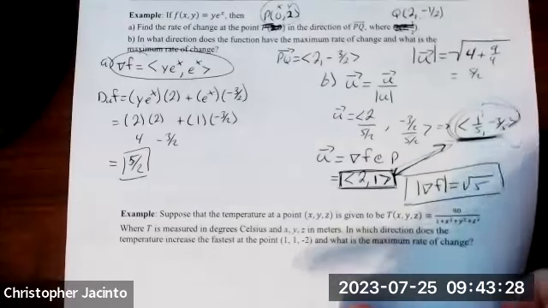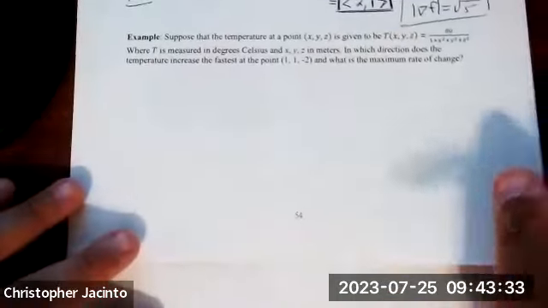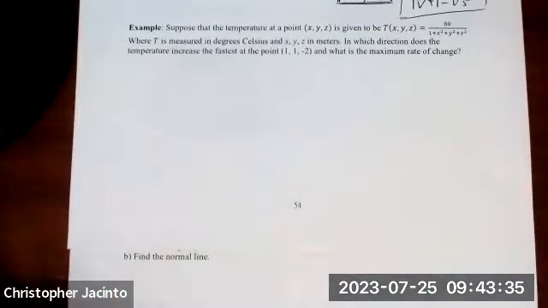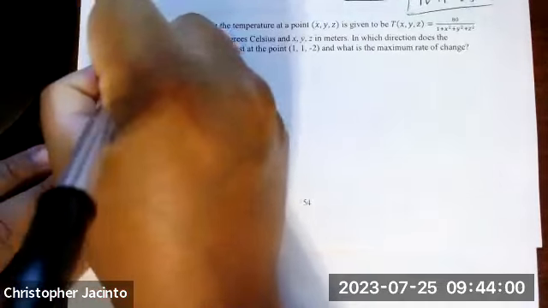Okay, so a lot of stuff happening there. Why don't we try another example? All right, suppose the temperature at a point (x, y, z) is given to be T, all of this, where T is measured in degrees Celsius and x, y, and z in meters. In which direction does the temperature increase the fastest at the point (1, 1, -2), and what is the maximum rate of change? Okay, so first we need to find our gradient of T.